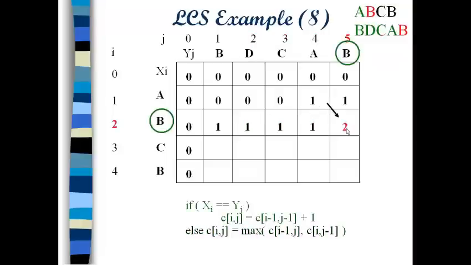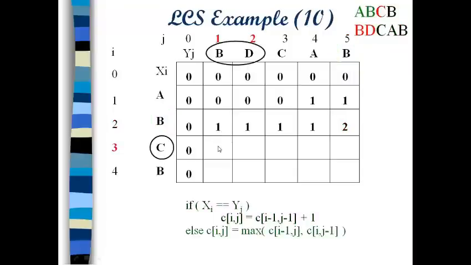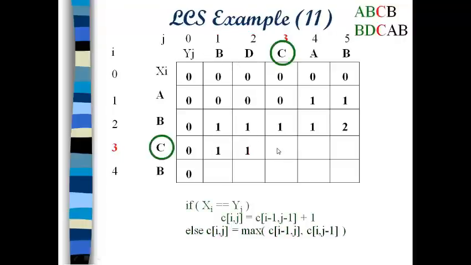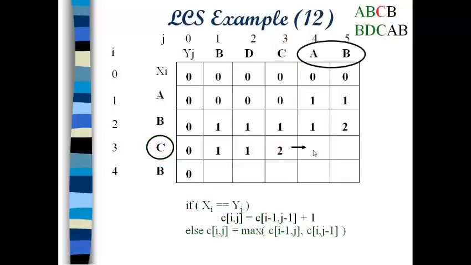We'll again check C and D, mismatch, so we'll choose the maximum value between this and this, it will be 1. We'll again check C and C, match, so we'll add 1 to this 1, it will be 2. We'll again check C and A, mismatch, so we'll choose the maximum value between this and this, it will be 2. We'll again check C and B, again mismatch, so it will be 2.